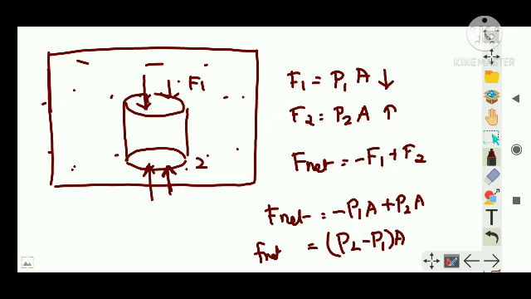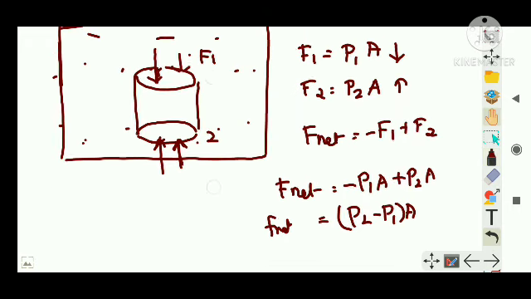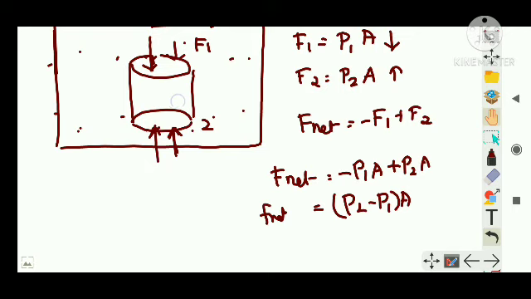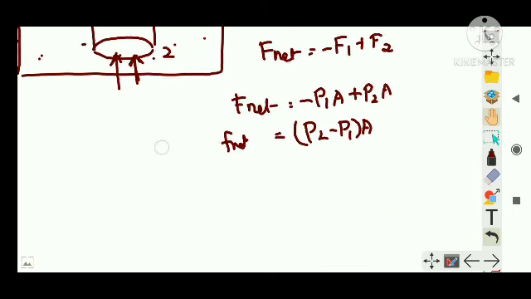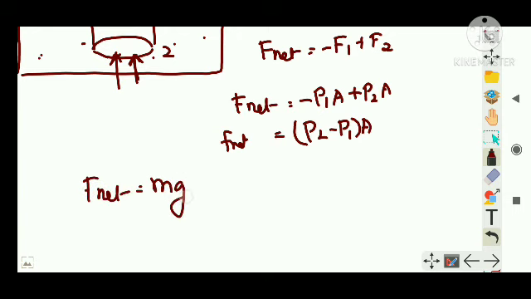Now the net force will be balanced by what? The upward force and the downward force will be balanced by the weight of the object, right? So at equilibrium condition, I can say the net force on that cylinder is equal to mg. That is the weight of the cylinder, and that is actually equal to the weight of the liquid displaced, right? Clear? And what can I write about mg? I can write it as V rho g, where rho is the density of the fluid, right?